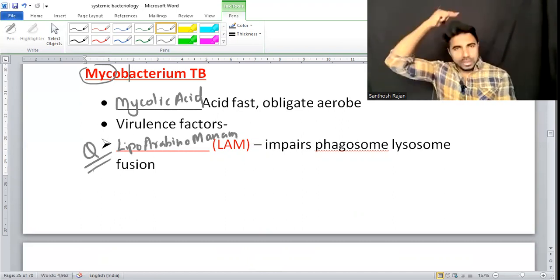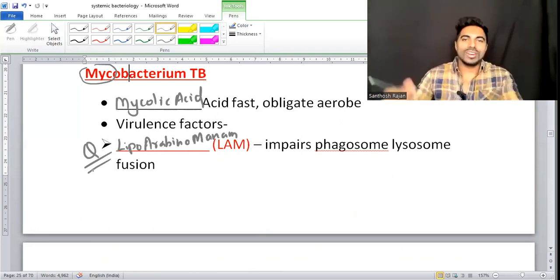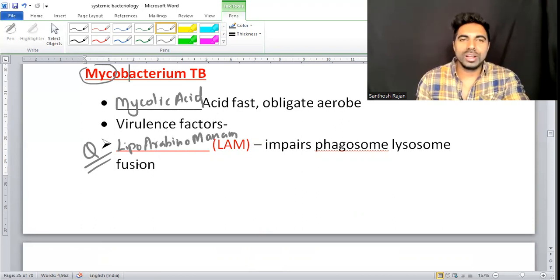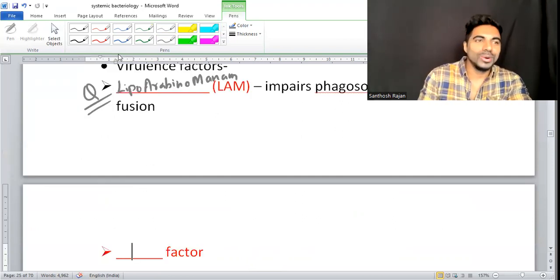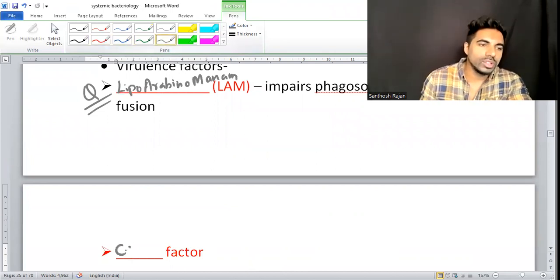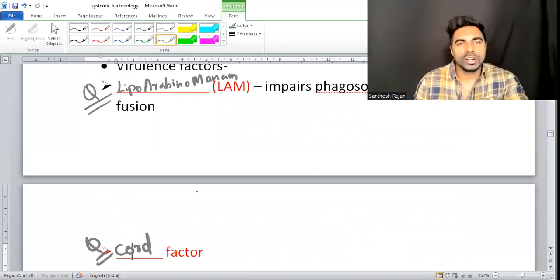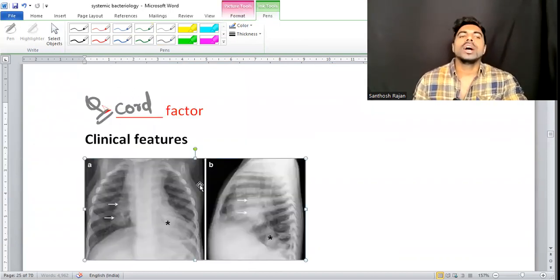Apart from that, in TB the bacteria form cords, so cord factor. I'm just saying it's a clue. So one is lipoarabinomannan and another one is cord factor. These are the two important virulence factors, and mycolic acid is there. That's what makes it acid fast.